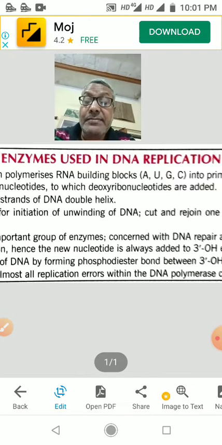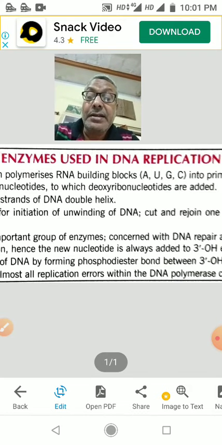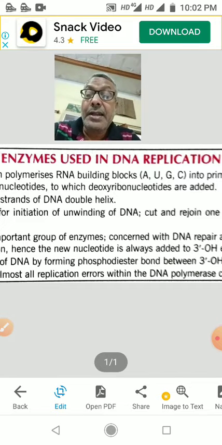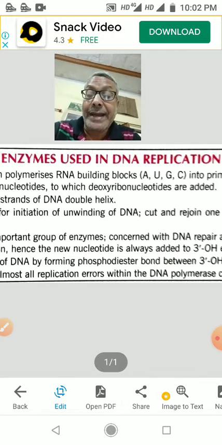The main enzyme in DNA replication is DNA dependent DNA polymerase. So it is called DNA dependent as it uses a DNA template to catalyze the polymerization of deoxynucleotides.